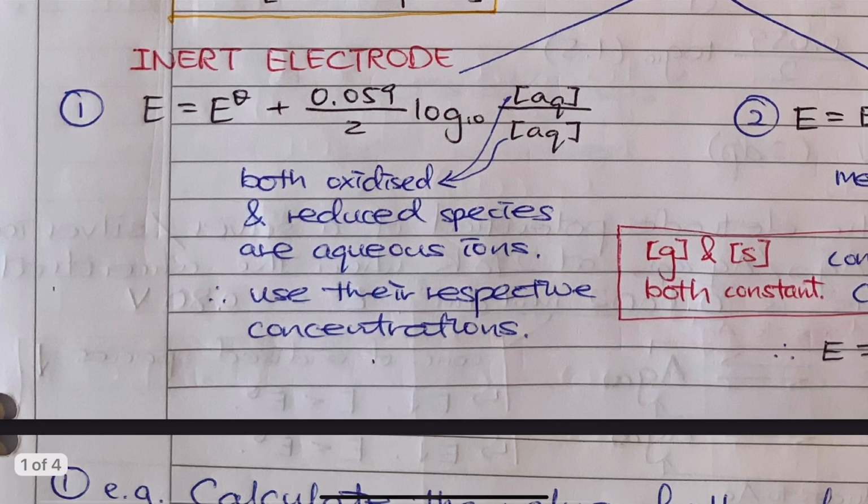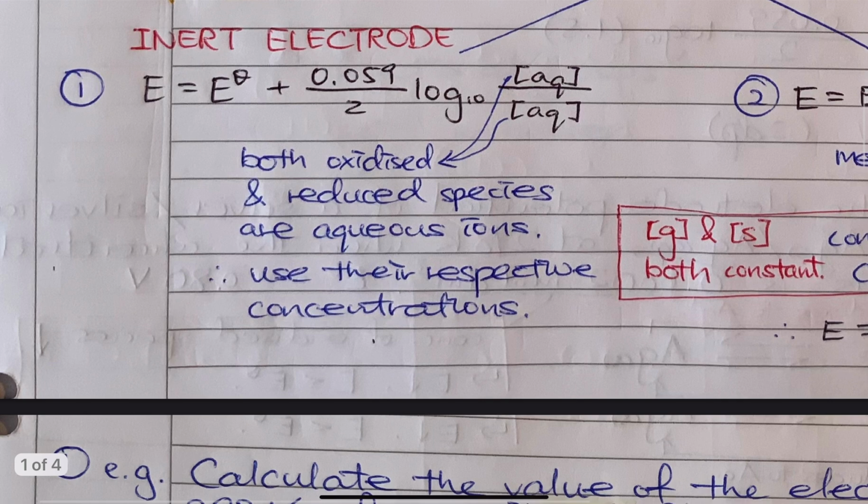For the first one, it's quite straightforward. On top you have the oxidized species concentration. Under here you have the reduced species concentration. And since both of them are aqueous, you can just straight away use their concentration values, no problem, and they will be provided.